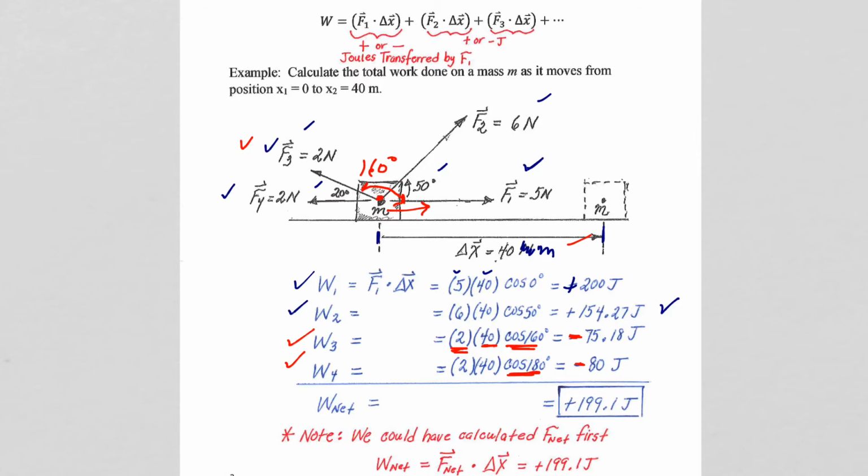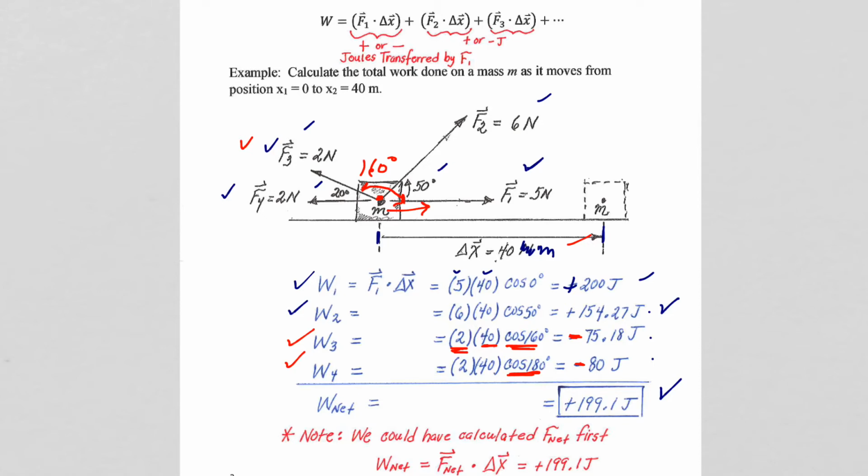So 1 and 2 are transferring energy into the mass, speeding it up, and 3 and 4 are transferring energy away from the mass, trying to slow it down, and the net work done is simply adding up all these values, and we see the net energy transfer is positive 199 joules, so close to 200 joules of energy transferred to the object.